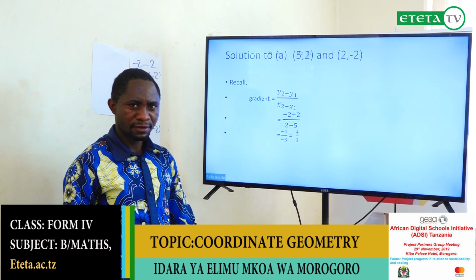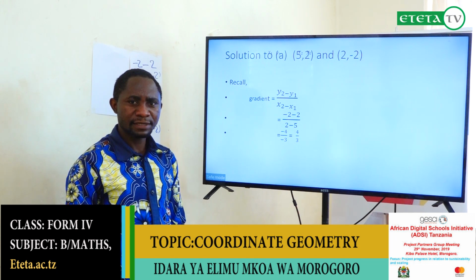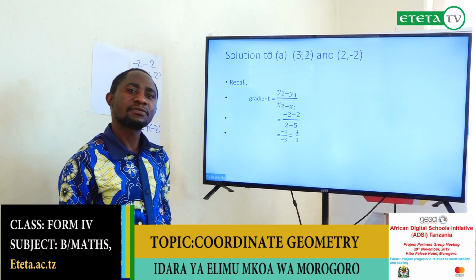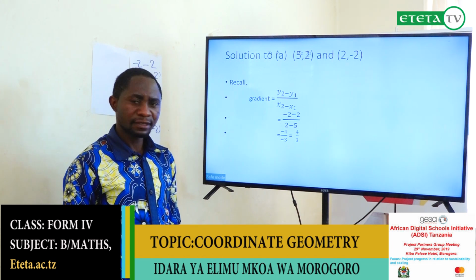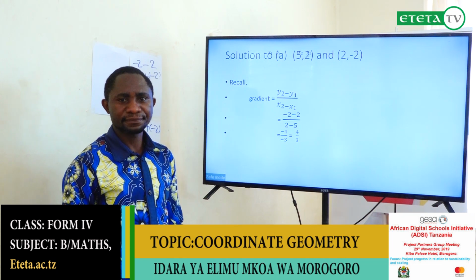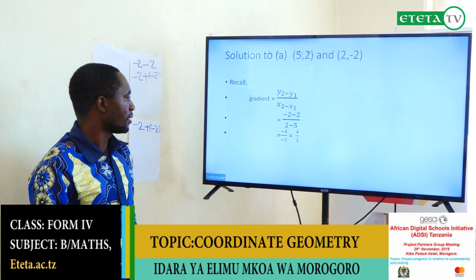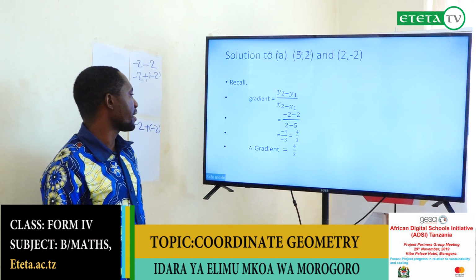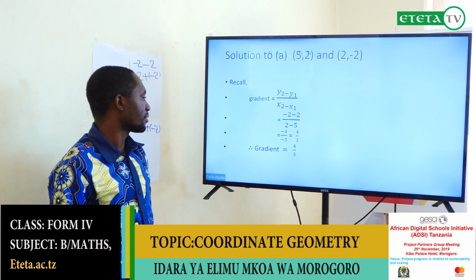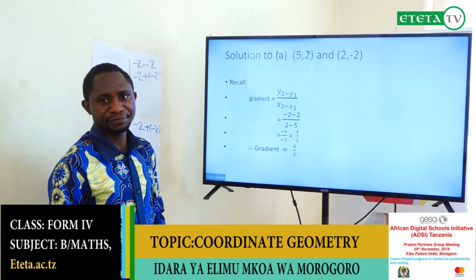Now mind you that any number written without operational sign, it is positive. But if the number is negative, the sign must be written. Now, the gradient that we are asked to find is 4 over 3. That is our gradient.